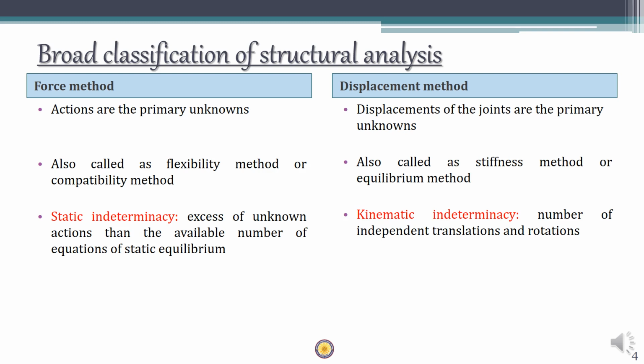The reason for talking about static and kinematic indeterminacy here is that a structure can be solved easily by the force method if the static indeterminacy is less than the kinematic indeterminacy, and it can be solved easily by the displacement method if the kinematic indeterminacy is less than the static indeterminacy. More on this topic will be discussed in the next class. Thank you.